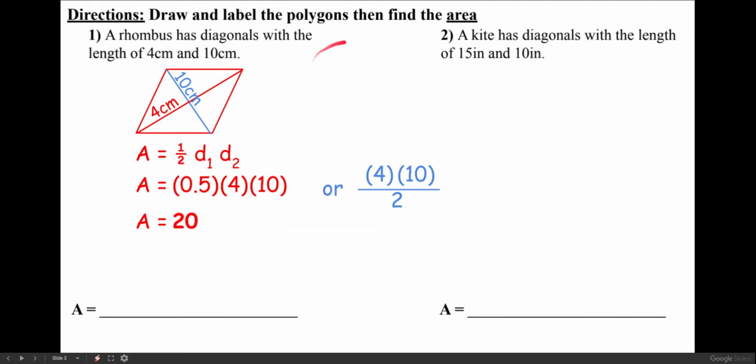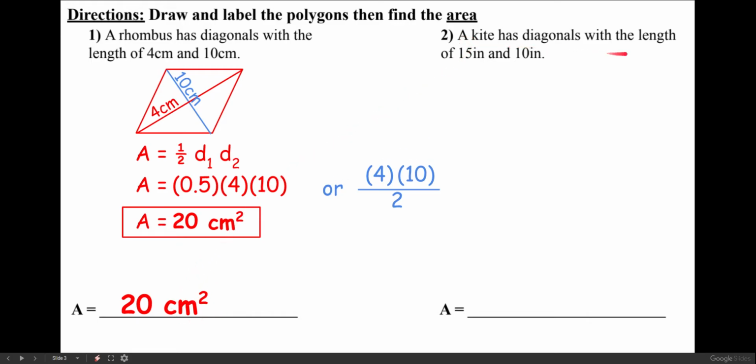So we do need to include units to find the area when we're talking about area. 20 what? Are we talking about 20 inches, 20 feet? We are talking about 20 centimeters. Now, area is measured in square units, so you do need to write centimeters squared. So our answer is 20 centimeters squared, or 20 square centimeters. Let's do the next example.